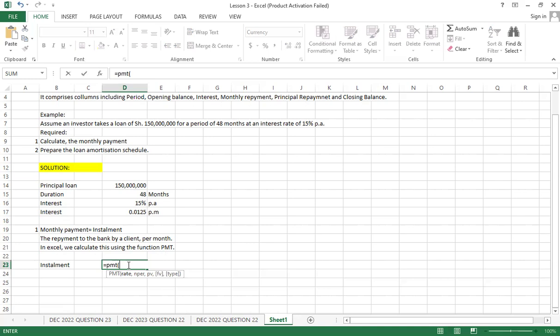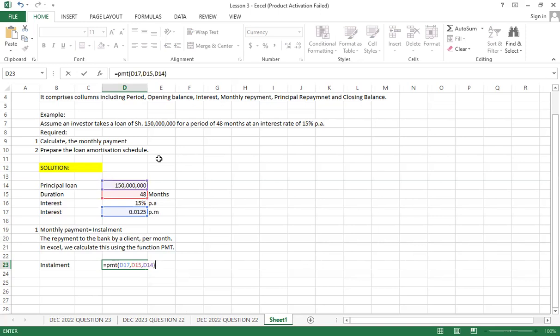Yes. Yeah, so you start with the rate. The rate is the interest rate per month, which is this. Because this is a monthly payment, work with the interest rate per month. Then comma. This is followed by the period, the 48 months. And then comma. Lastly, you have that principal loan. And then you close the bracket. Jeff, is that okay?